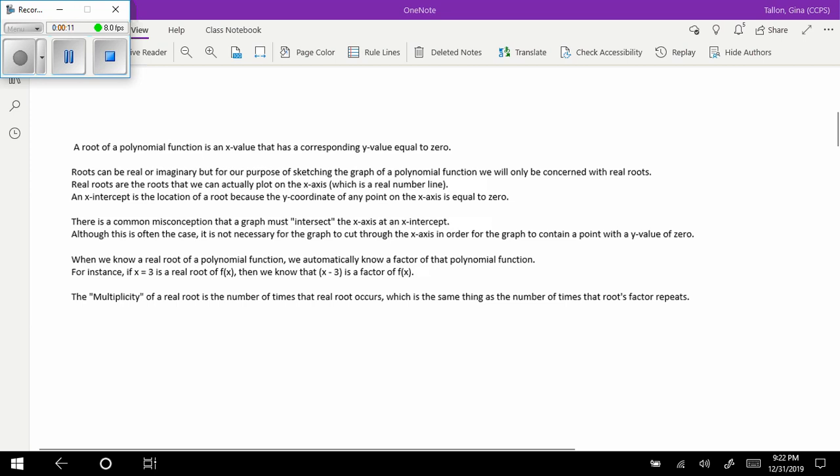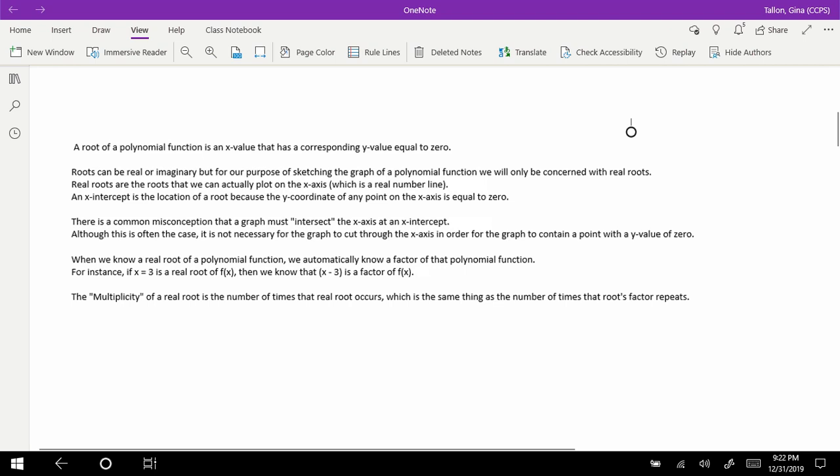A root of a polynomial function is an x value that has a corresponding y value equal to 0. Roots can be real or imaginary, but for our purpose of sketching the graph of a polynomial function, we will only be concerned with real roots. Real roots are the roots that we can actually plot on the x-axis, which is a real number line.